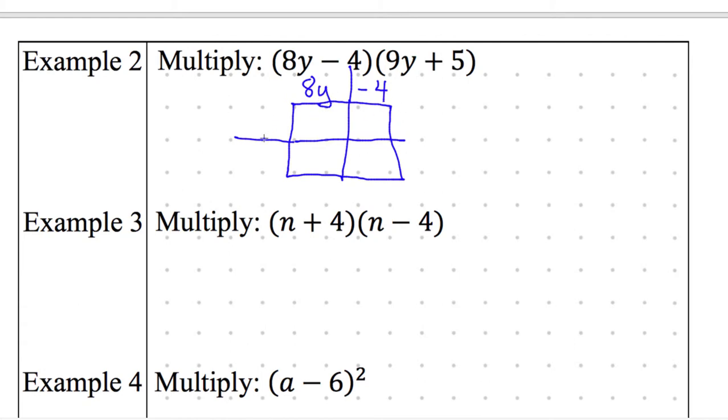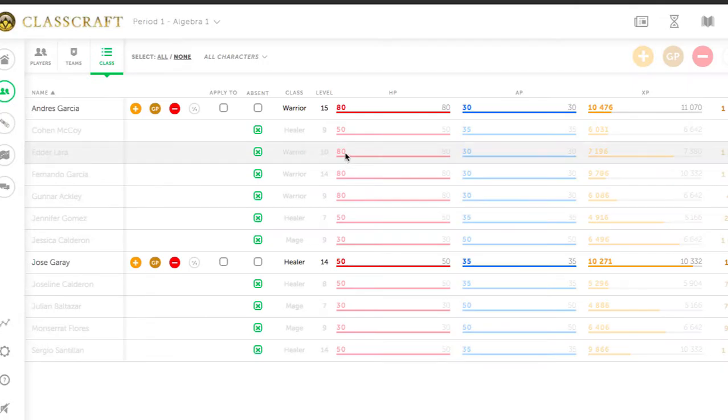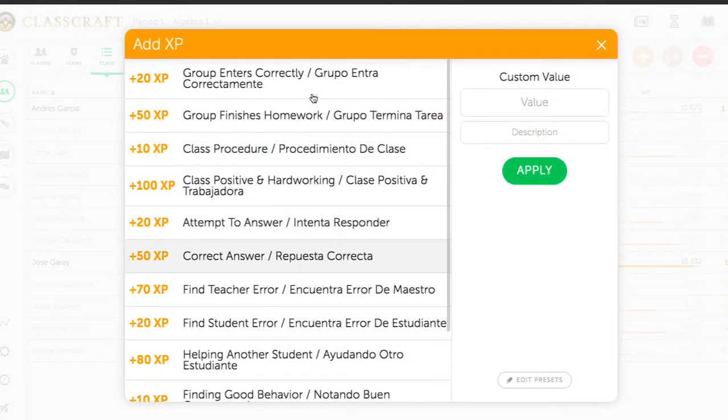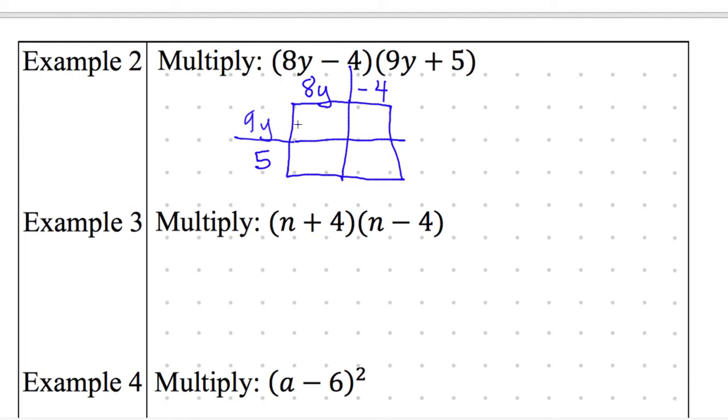It doesn't matter the order, but let's just randomly say 8y minus 4 on the top, and then on the left, Jose, I'm going to put 9y and 5. All right, Jose set up our box for us. Let's do shout outs here. 8 times 9 is 72. It's going to be y to the power of 2. Let's figure out what goes in this cell right here.